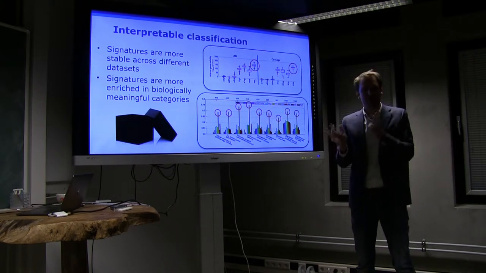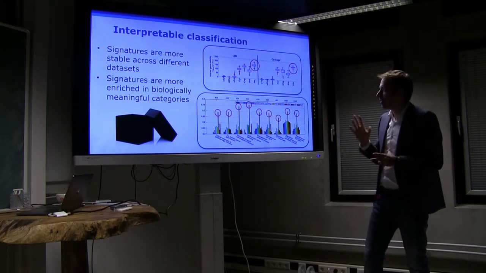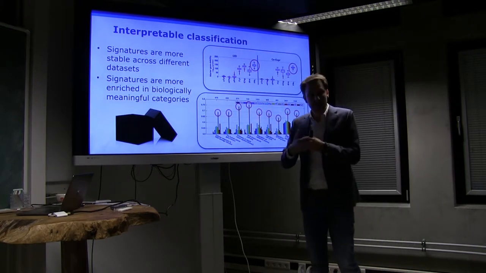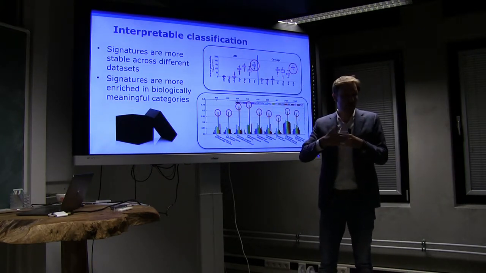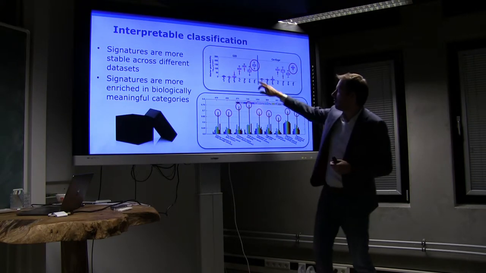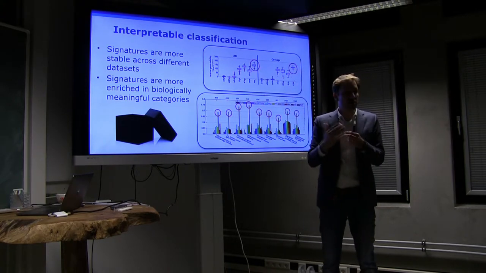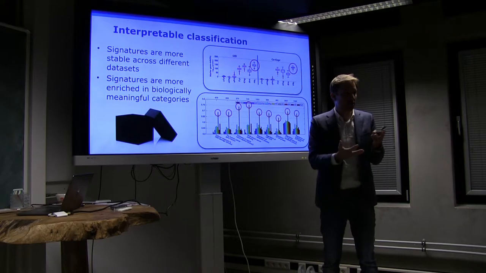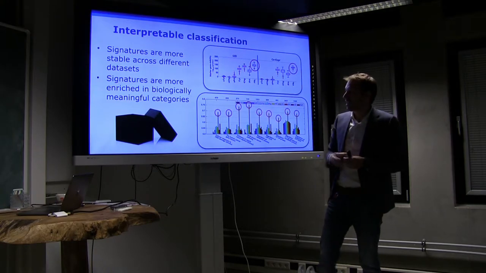But for us, what's more interesting is, can we now start doing this interpretation? And we did this, and I will not go into a lot of detail, except for mentioning that if we just look at the stability, which was so important, of these genes that we find with our method, we find way more stable signatures, which is really important if you want to do interpretation.